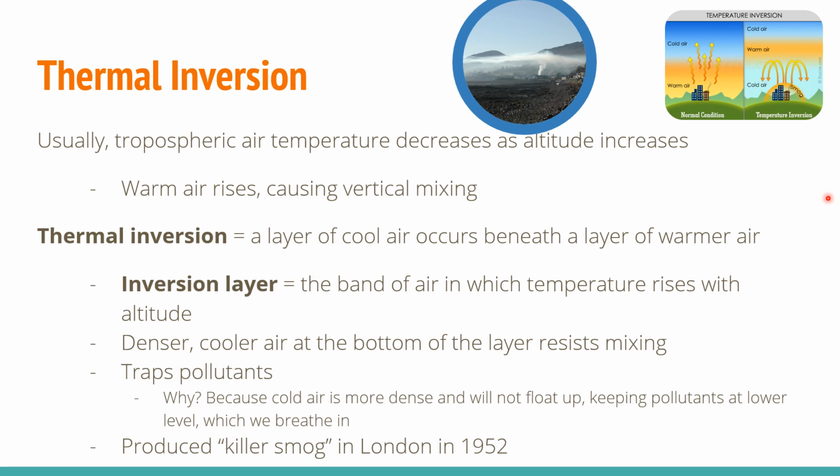Why is that a problem? It's because it's going to trap pollutants. Normally the warm air will bring the pollutants up and away, but because cold air is more dense, it's going to keep those air particles with the pollutants, the criteria air pollutants, the VOCs, all of that within our troposphere, so we can end up breathing that in. This situation actually happened back in 1952 in London, and it was called the killer smog. This doesn't happen all the time, but there are times where you could have a thermal inversion.